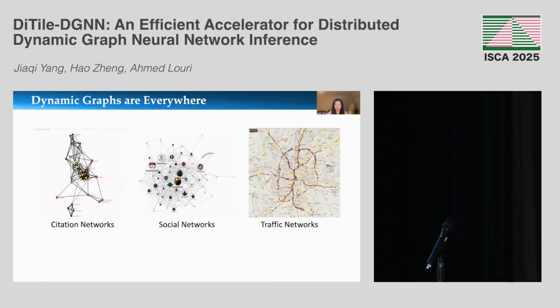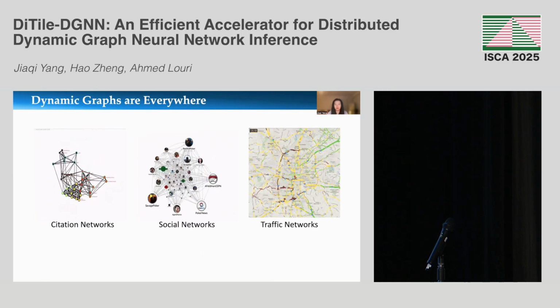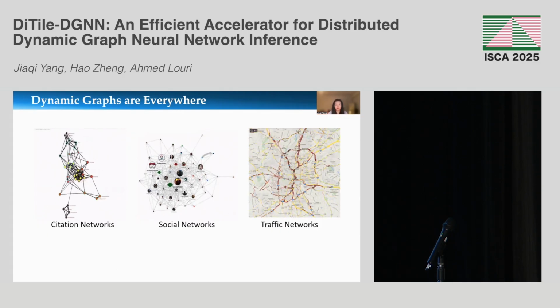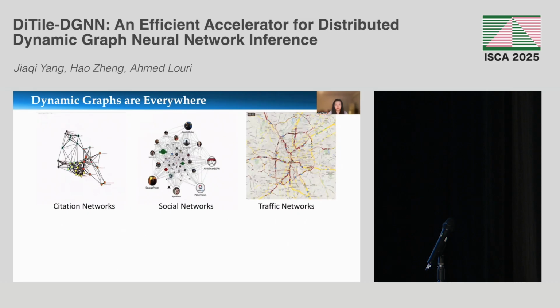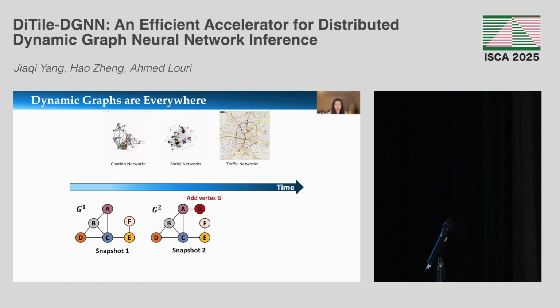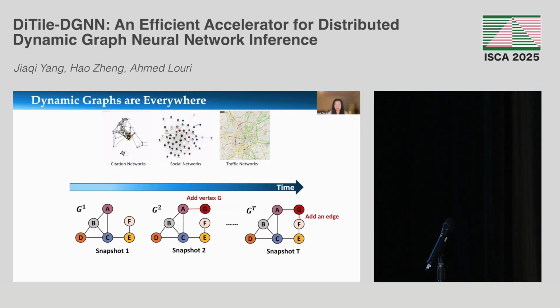Dynamic graphs are everywhere. People use dynamic graphs to represent citation networks, social networks, or traffic networks as the input of AI applications, such as Google Scholar, social media, or traffic prediction. Dynamic graphs are viewed as a sequence of snapshots. This one indicates a graph snapshot at time step 1. We add a vertex G to snapshot 1 to generate snapshot 2, and add an edge to generate snapshot T. The group of snapshots represents a dynamic graph.